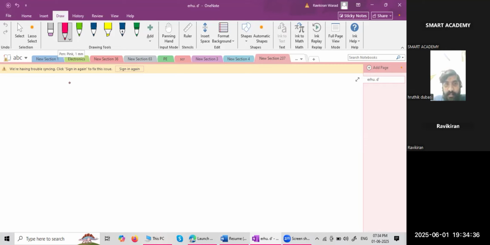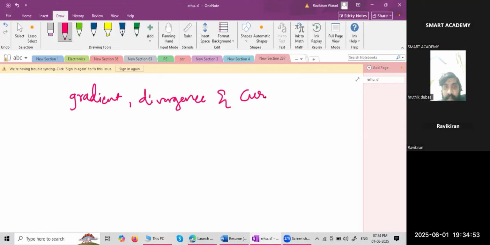Under vector calculus, there are three important terms you might have heard about. What are these? Gradient, divergence, and curl. Do you know anything about these three? Do you have any basic idea about vector calculus?